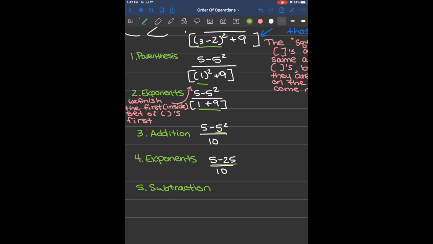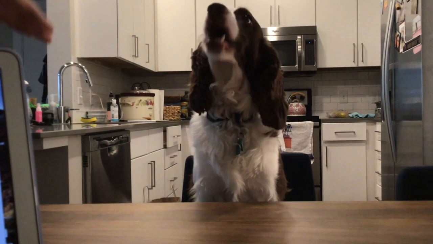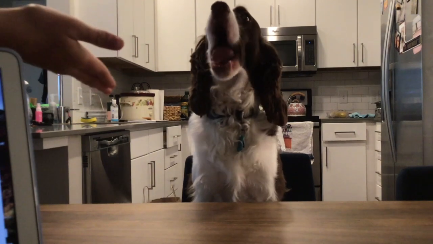Then we're going to subtract the top, so we're simplifying the top by itself. So 5 minus 25 is going to give us negative 20. And now we just have negative 20 divided by 10, which is division, which is last, and that's going to give us negative 2. I have a question. Why didn't we divide before the addition and subtraction?